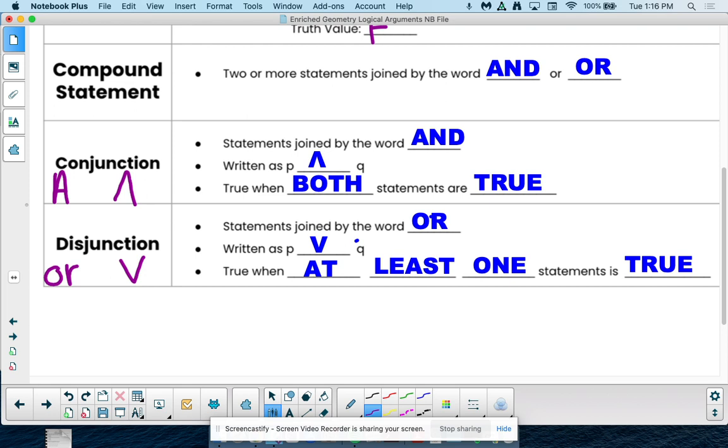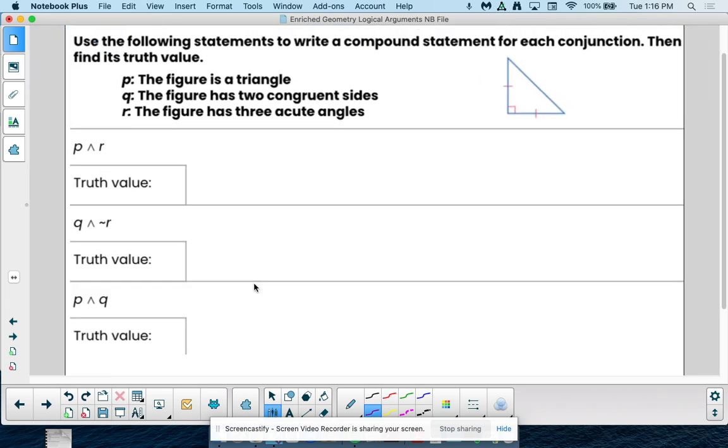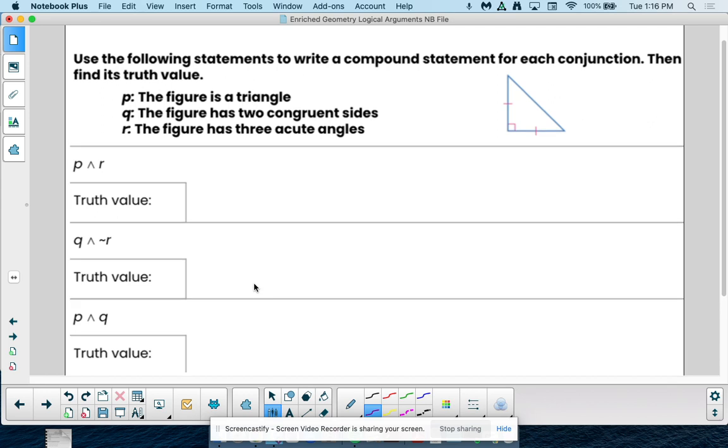So here we go. We're going to be writing some statements here, okay? So the first thing we want to do is decide if our statements are true or false, okay? So based on that figure, let's read what they say. It says, the figure is a triangle. Is that true or false? True. And I'm going to put a little T by there so I don't have to think about it later. So that's true.